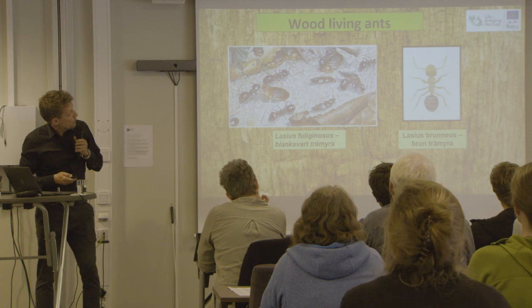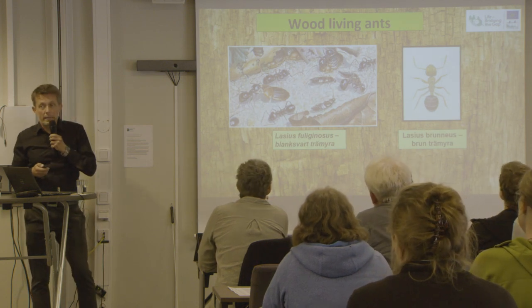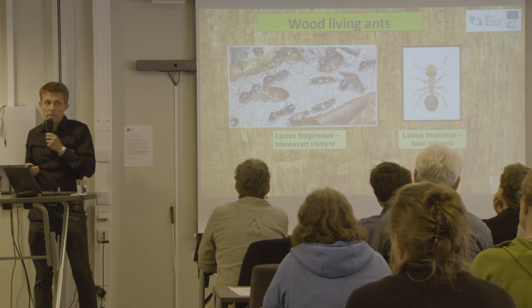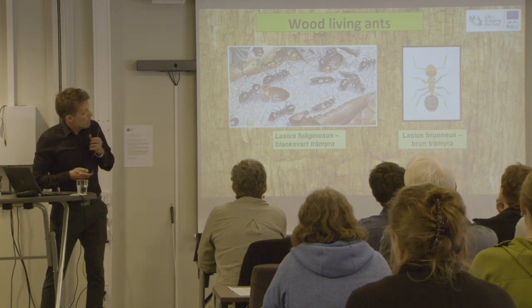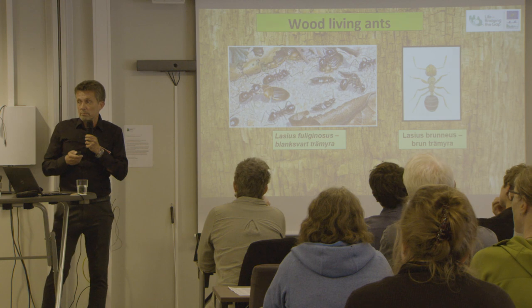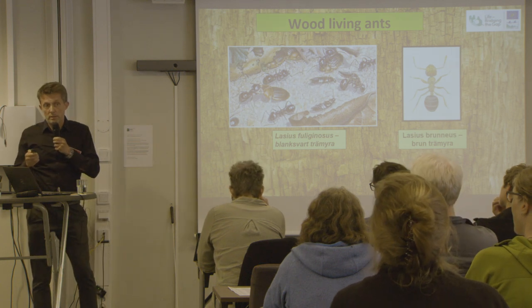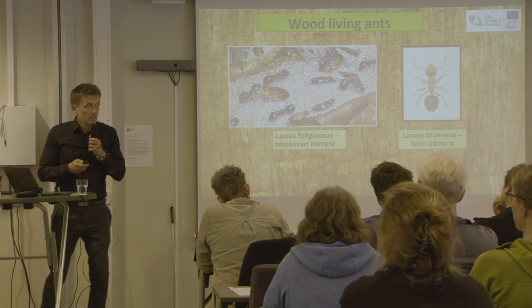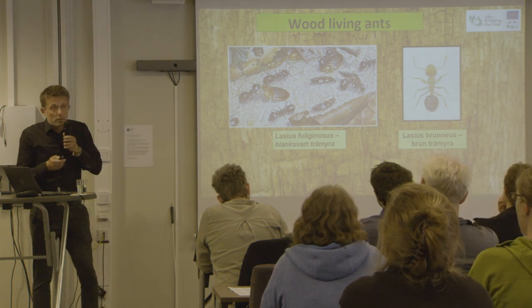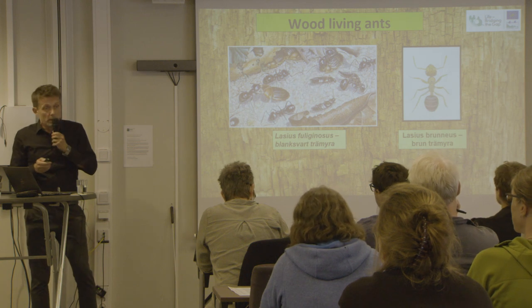Yeah. But we mustn't forget that there are also ants that can use these habitats. And here in Sweden we have these two, blanksvart trämyra and brun trämyra. And the funny thing with these is that they are stupid enough to let beetles live in their nests. The beetles give them sugar and they accept that their children are eaten by the beetles. And those beetles are also rare, of course, and need help.